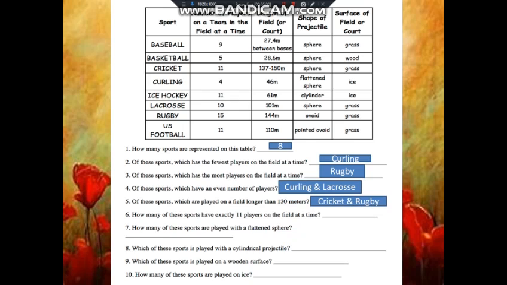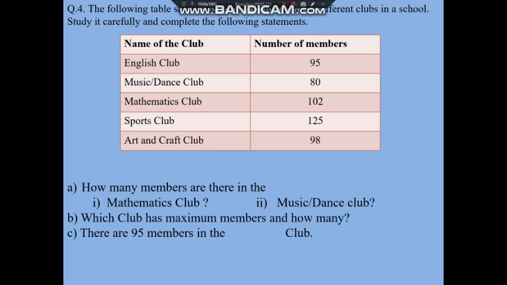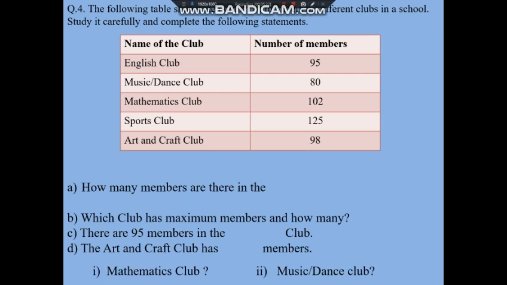For your better understanding, I have taken one example from your textbook. This is from your first worksheet, question number 4. The following table shows the number of members of different clubs in a school. Study it carefully and complete the following question. Table is this and questions are given below. Now, the first question is, how many members are there in the mathematics club? Mathematics club, how many members are there? 102.